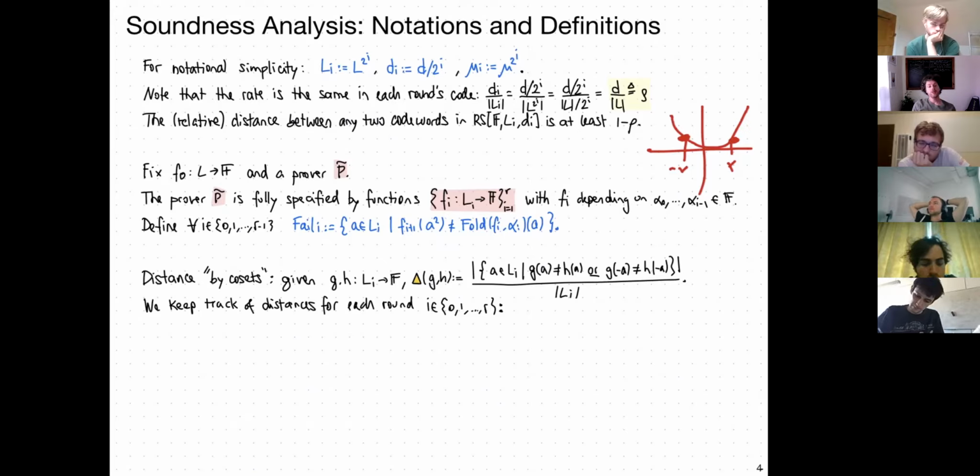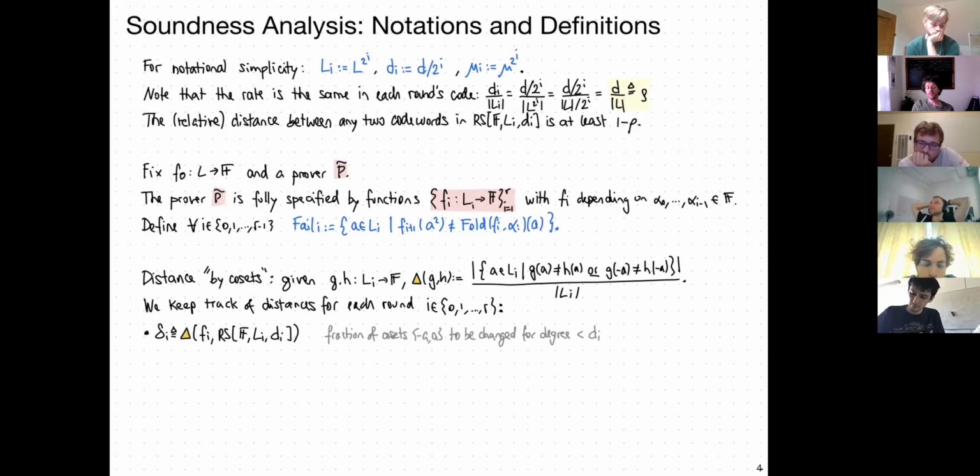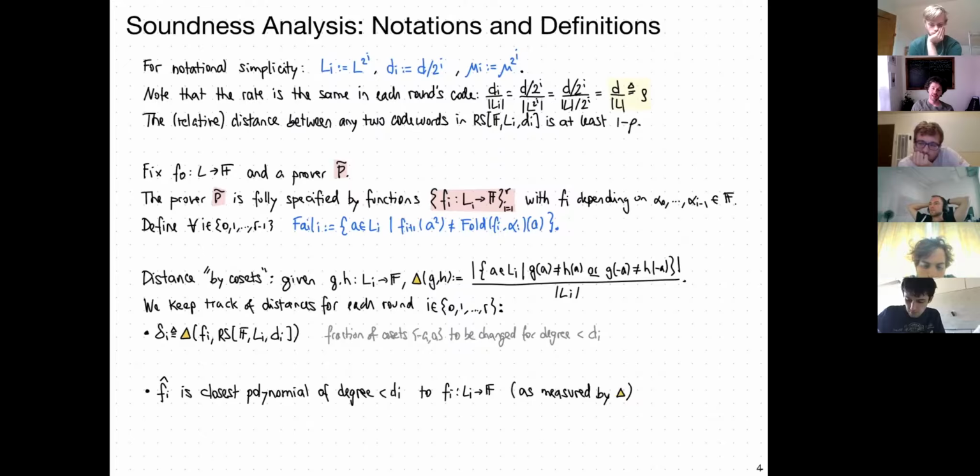Okay, and we're going to keep track of distances for each one of the rounds. So what do I mean by that? I'll just have this notation of delta I, which tells me the distance of the function that I'm looking at in the ith round, which is f_i, from the Reed-Solomon code. So this is our distance at each one of the iterations. Okay, bear with me. That's the last. It is a long definition slide, but we won't have any more slides like that.